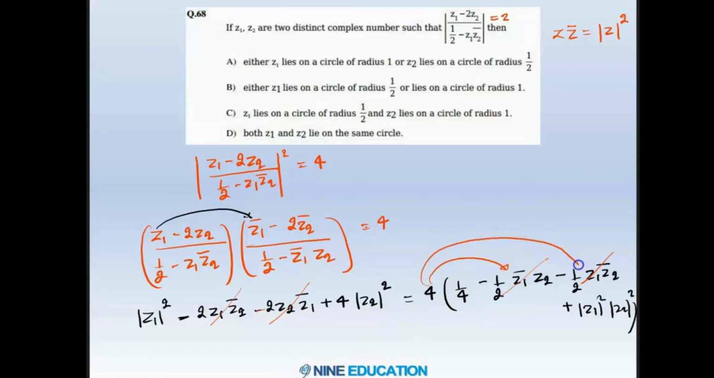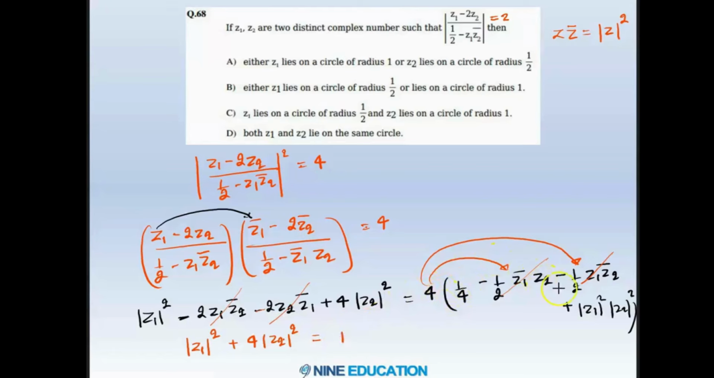When 4 will multiply with that, we'll be left with modulus of z1 square plus 4 modulus of z2 square, that is equal to 4 into 1 by 4, that is 1. And at last we have a term that is 4 times square of z1 and z2 modulus.